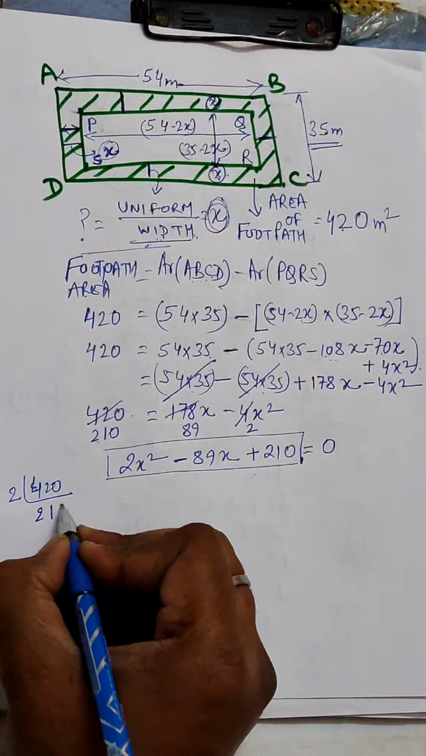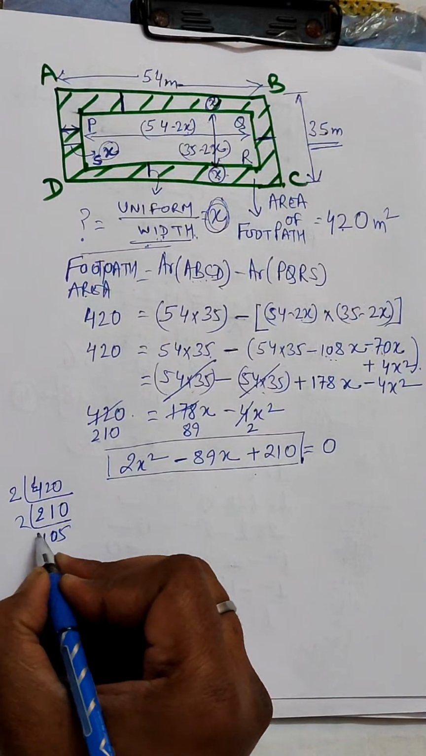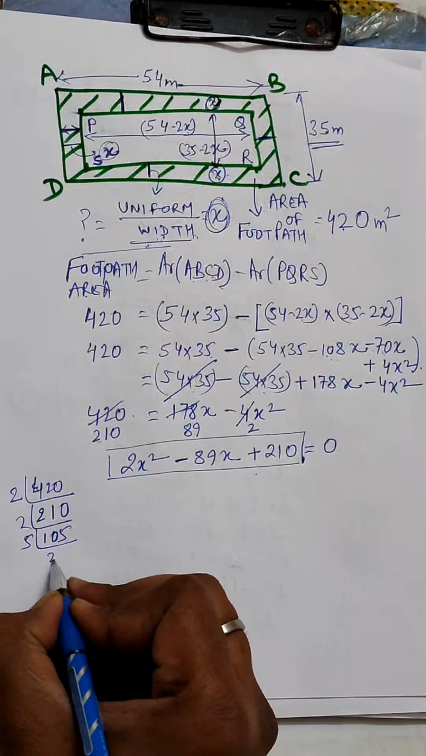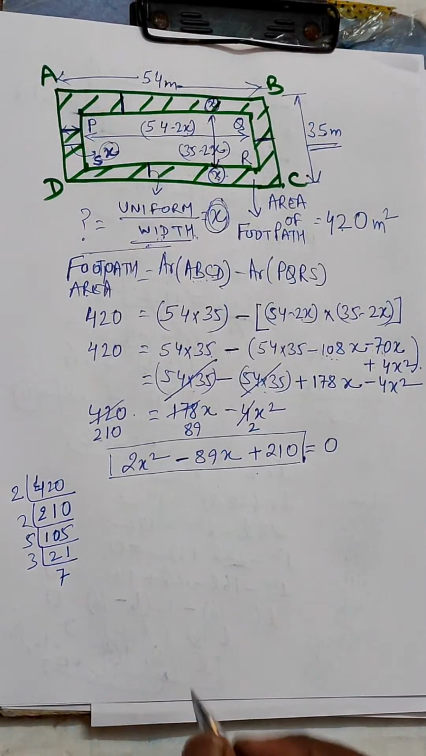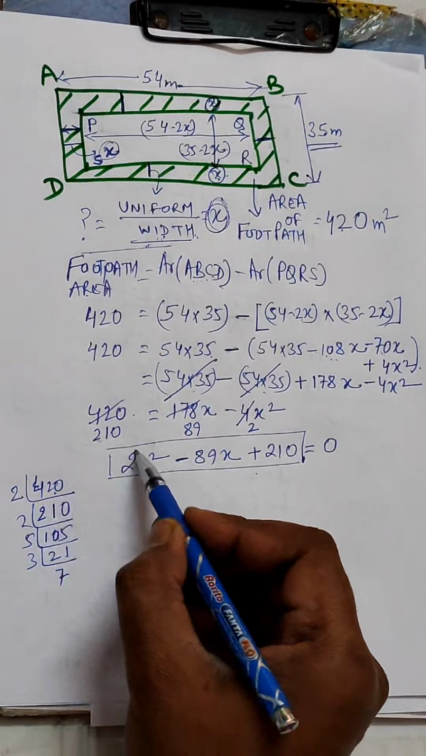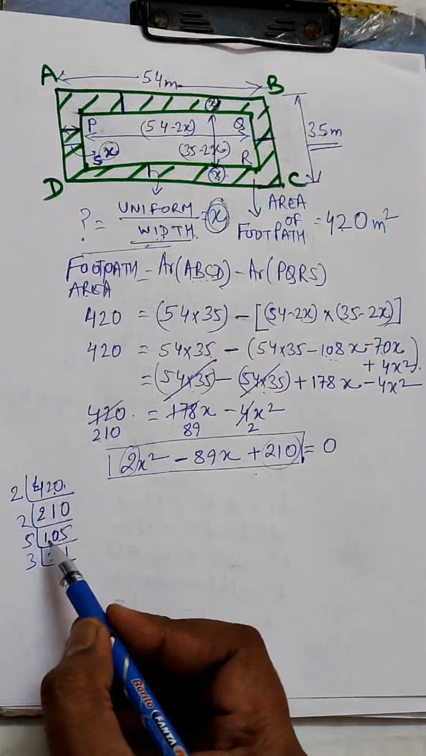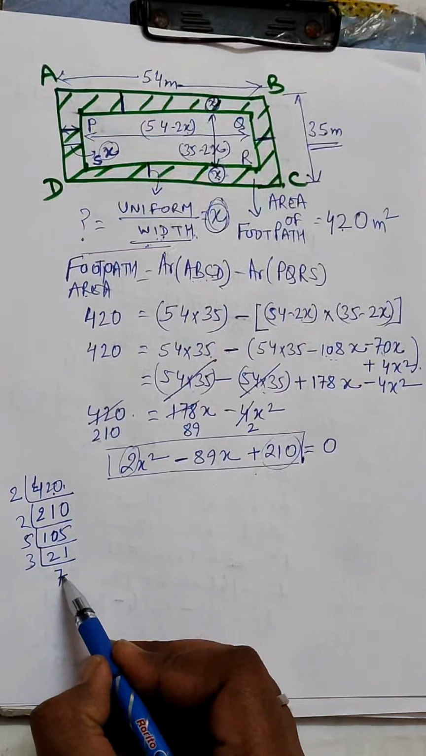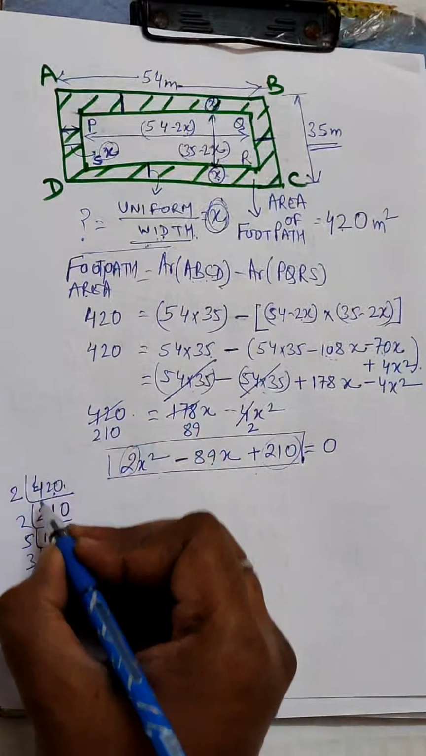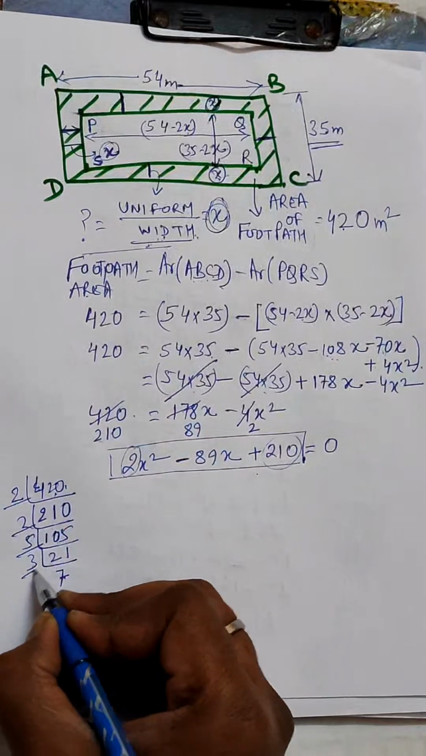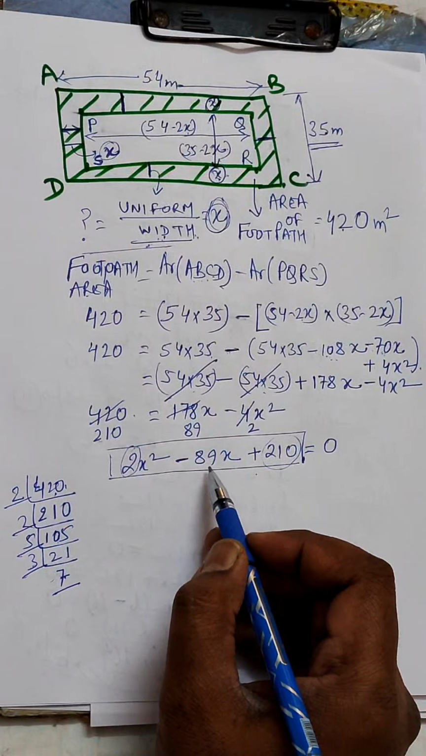2, 4, 20, 21, 5, 21, 3, 7, 21. So you can see the factors of 420. That means the product of the first and last terms is 420, and the factors are 2, 2, 5, 3, 7, right? So you can make an arrangement between 2, 2, 5, 3, 7 such that you get the middle term of 89.